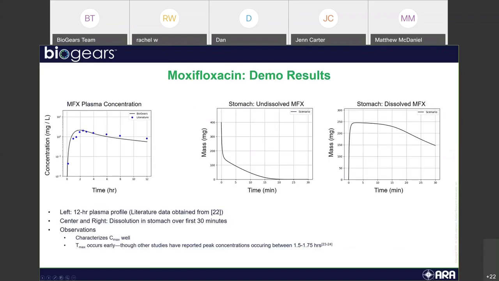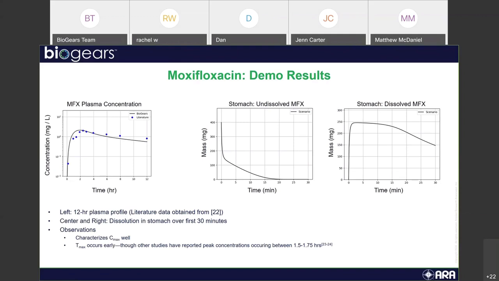So these are the plasma, on the left is the plasma concentration profile for moxifloxacin. You can see that again, BioGears does a pretty good job of estimating it. We do peak a little bit early, it looks like, based off the data we found.